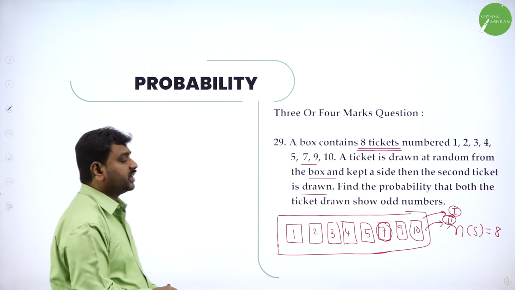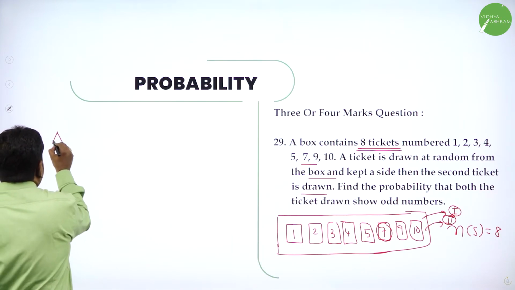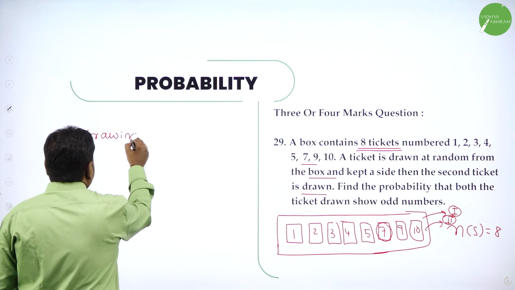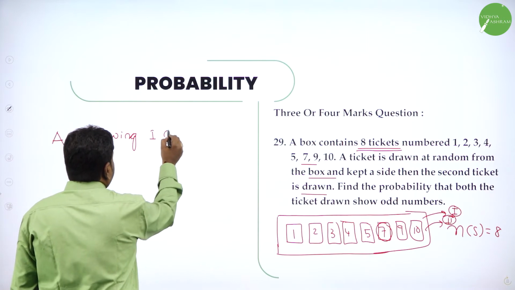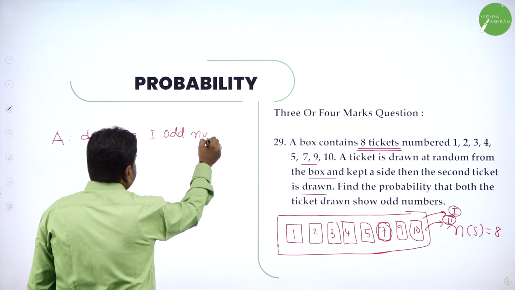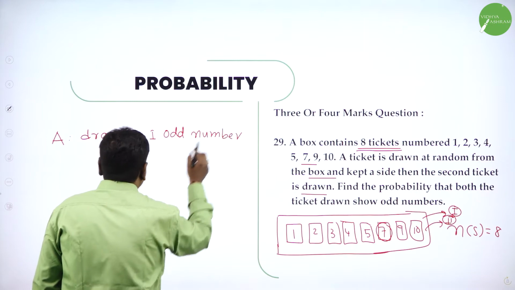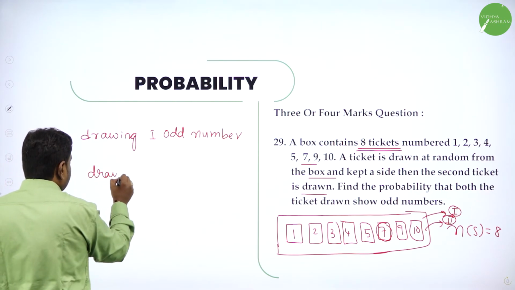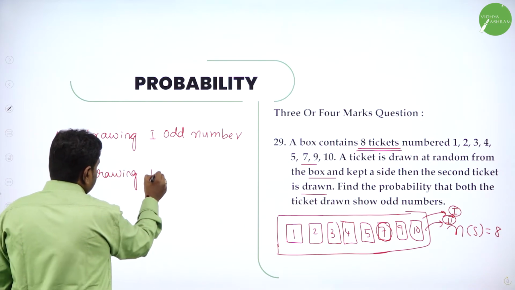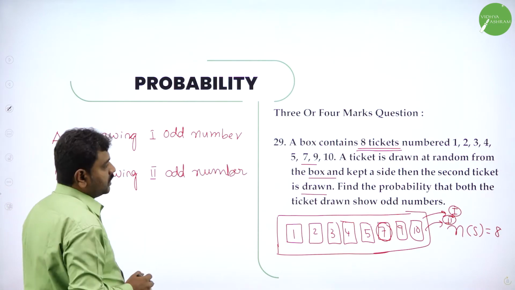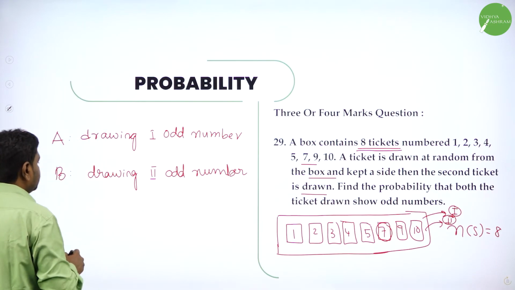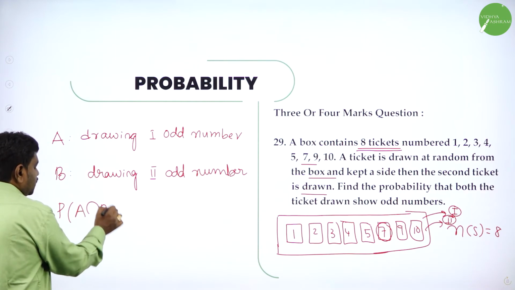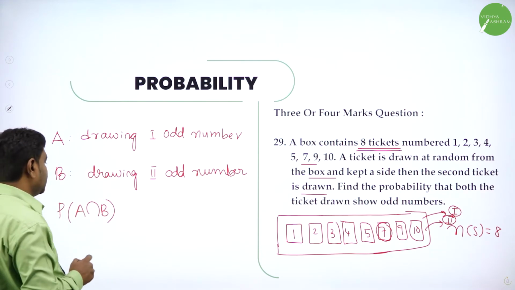So probability of both getting odd. I'll write event A, drawing first odd number. Event B, drawing second odd number. Probability that both are odd numbers. So now they want probability of A intersection B. So we use the multiplication theorem.